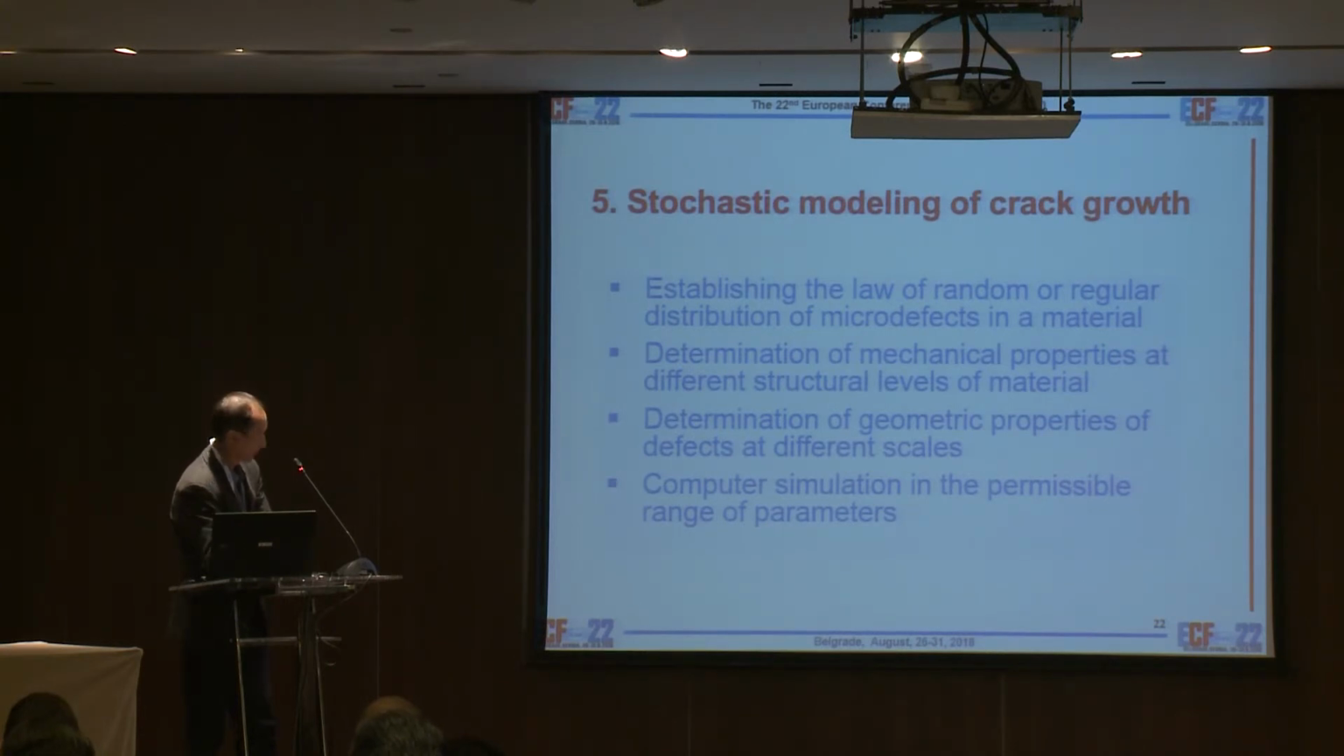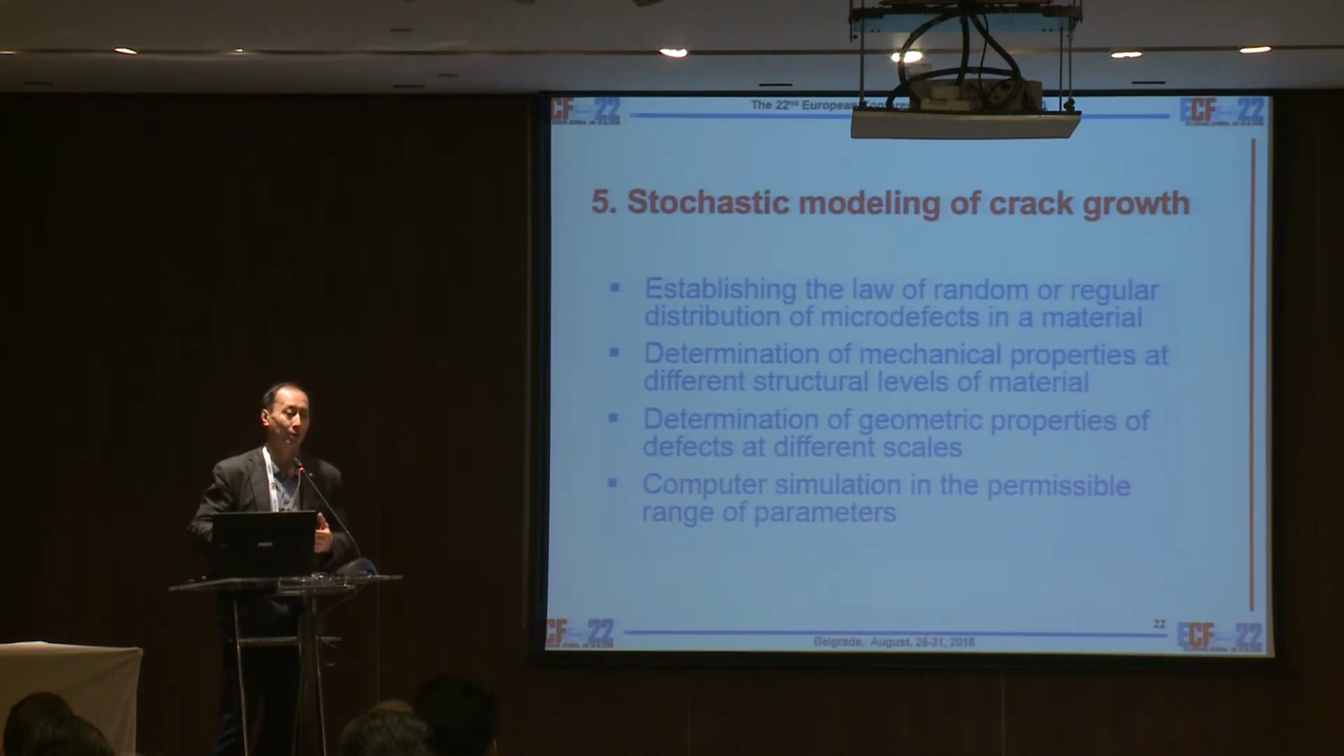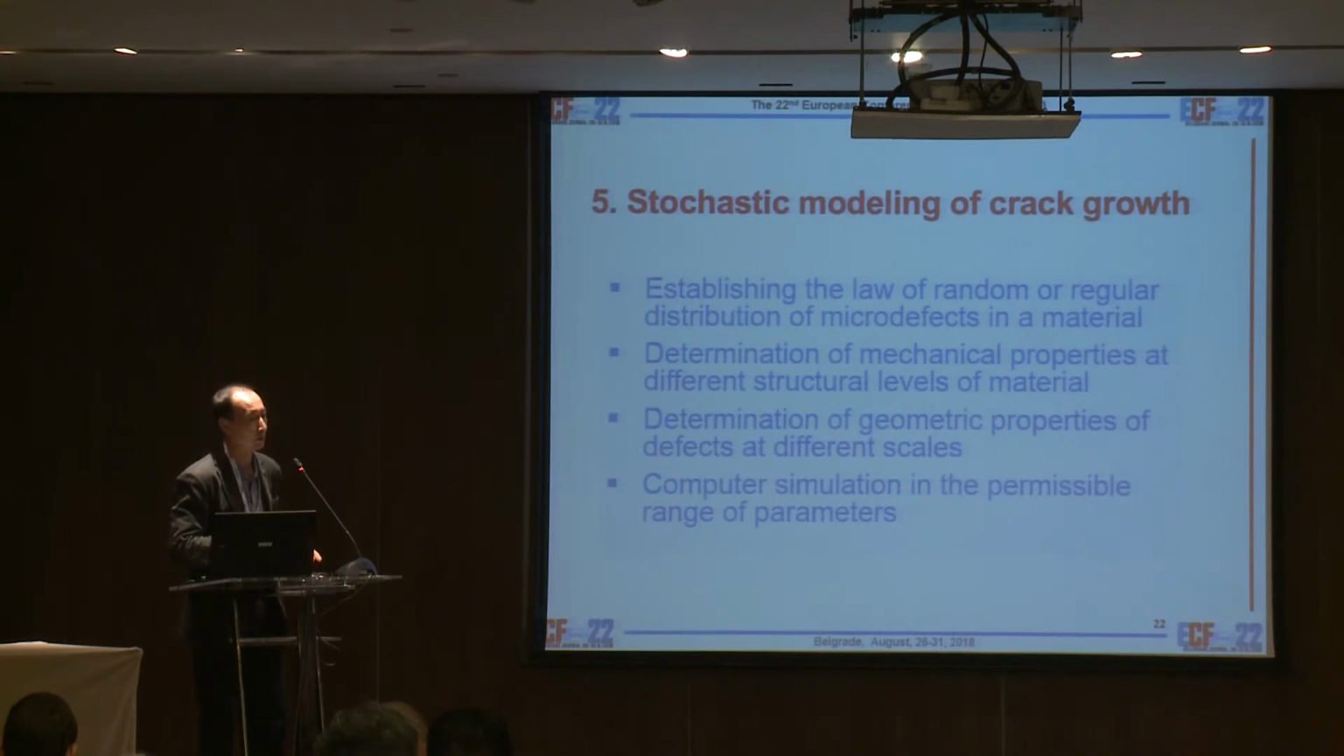Concerning the stochastic modeling of crack growth, we should establish the law of random or regular distribution of macro defects in material, because any real material has a stochastic nature. If we use a deterministic model and continuous model, we cannot obtain the real distribution of results, distribution of crack velocity, etc. We should use many thousands of specimens to obtain the experimental results. But if you are going to model, we should use stochastic modeling, not a deterministic approach like finite element modeling and so on.